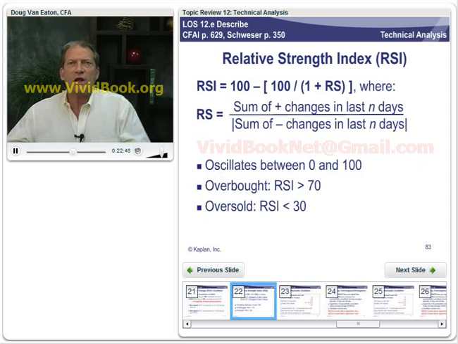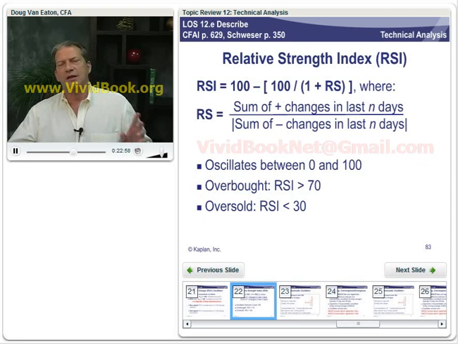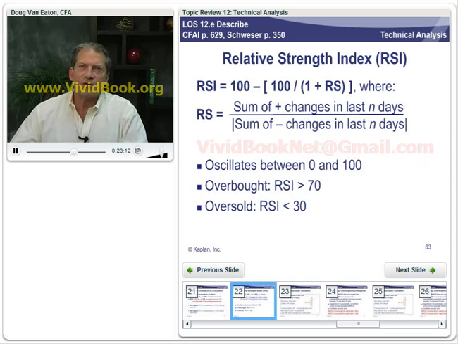Here's a relative strength index. Now here we have the sum of changes, and don't get this confused. This is an oscillator. Don't get this confused with relative strength indicator where, and I think we'll see this in just a minute, in a relative strength indicator, we're looking at the movement of a stock price relative to the movement of the overall market. This is a little bit different, this relative strength or RSI here.